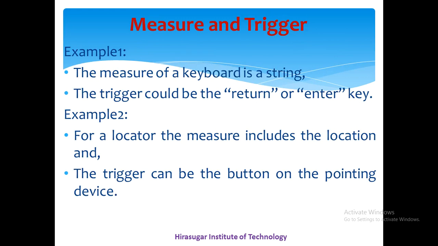Then next, measure and trigger. Example 1, the measure of a keyboard is a string. You are using the keyboard as a string device. Normally the measure is a string. Means, for example, you want to give input to your program. What is your input? Input is characters, that is a string. Then when that input will be taken, the trigger could be the return or enter key.